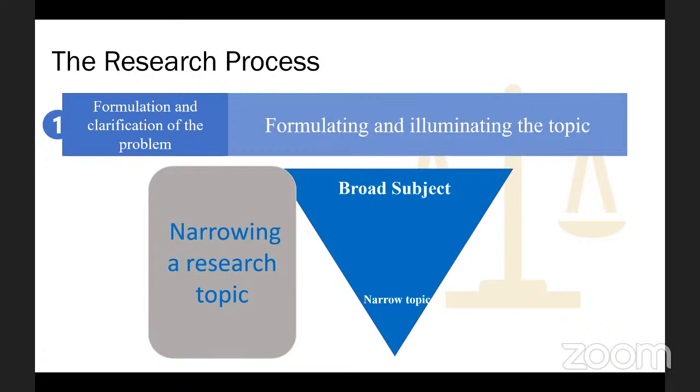So having a problem is really important to narrow down your research, and narrowing is very important to complete the first step. If you don't narrow down your research, you will still be on the first step and you will not be able to complete the procedure of the research.